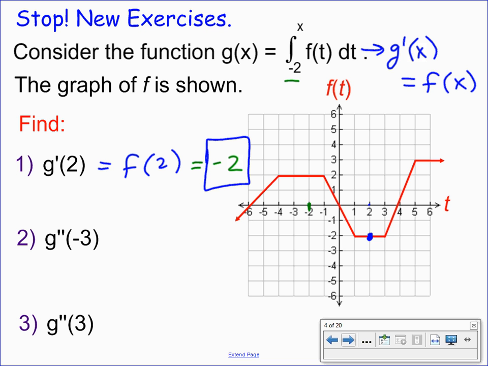G double prime of negative 3. Well, the fundamental theorem of calculus didn't say anything about the second derivative of g with respect to x. Well, no, but I know that g prime of x is given by f of x. Therefore, one more step down the ladder would get me to g double prime. This means that g double prime must be given by f prime of x as I step down the ladder one more rung. So, g double prime of negative 3 is the same as f prime of negative 3.